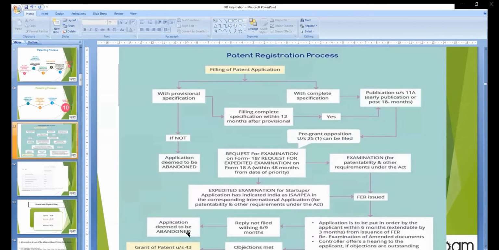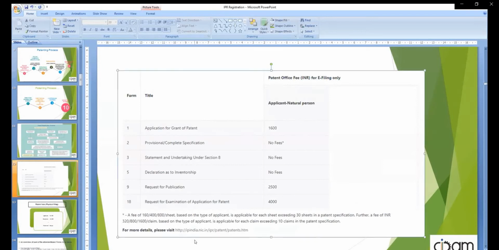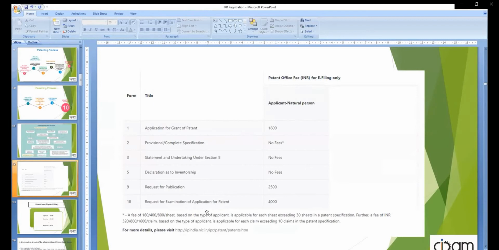So let's see the fees. The application for grant of patent, for a natural person and for an educational institution, is 1600. Regarding the others, the provisional or complete specification, the statement and undertaking under Section 8, and the declaration, these do not need any fee. For a request for early publication, there is a fee of 2500. Request for examination of an application for patent is 4000.